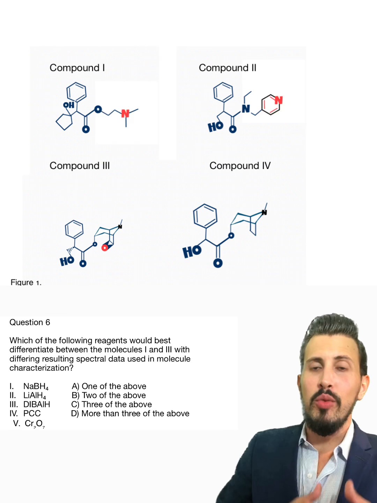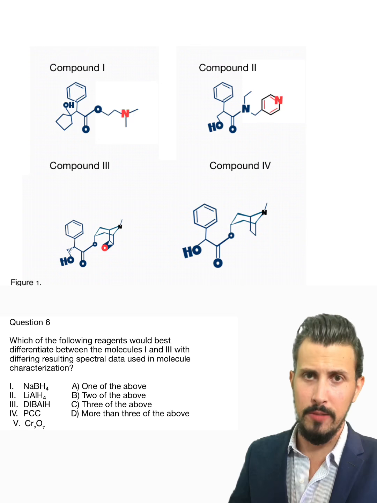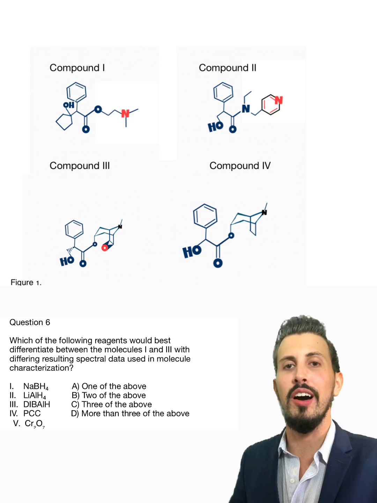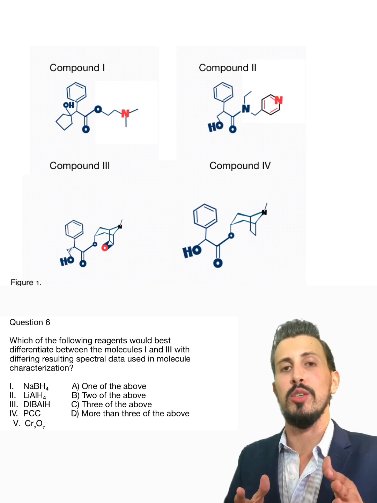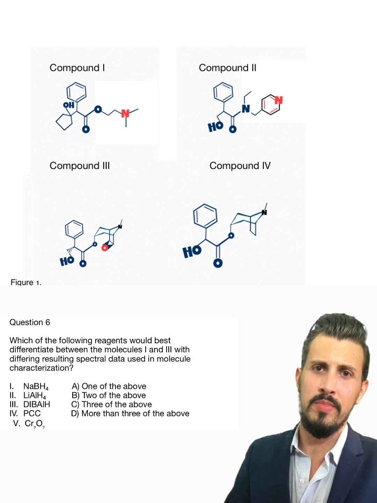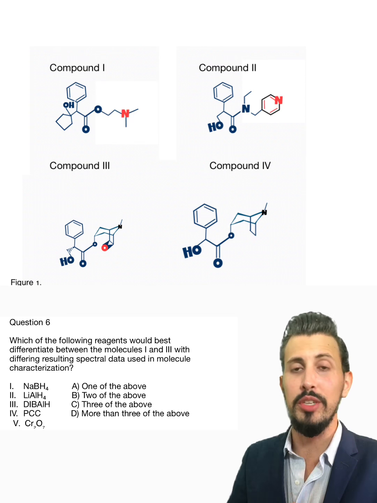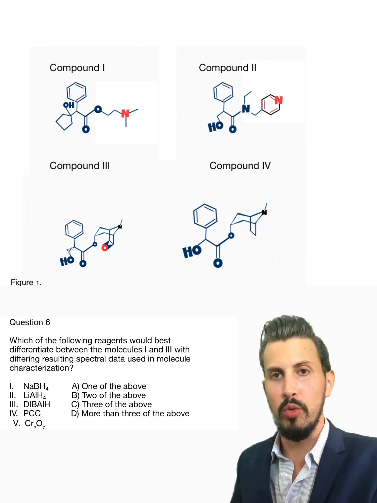Which is to say that if we compare the spectral data in reference to IR spectra, only one of them is going to have the disappearance of the broad absorption of the OH stretch, characteristic of hydroxyl groups, around the 3500 region. Which is to say that PCC would be the best reagent to distinguish between molecules 1 and 3, in that it would only react with molecule 3.